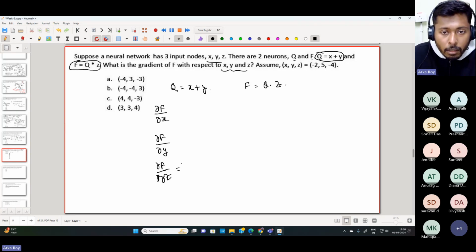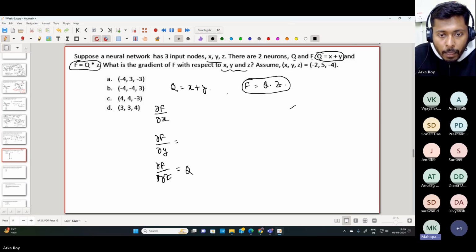So divided by del Z. Let us start with this one, del F by del Z. You can directly see that F is dependent on Q into Z. So if you take the derivative with respect to Z, Q will come out. Then if you take del F by del Y, can you directly take differentiation of F with respect to Y? Yes, sir. You substitute Q as X plus Y.